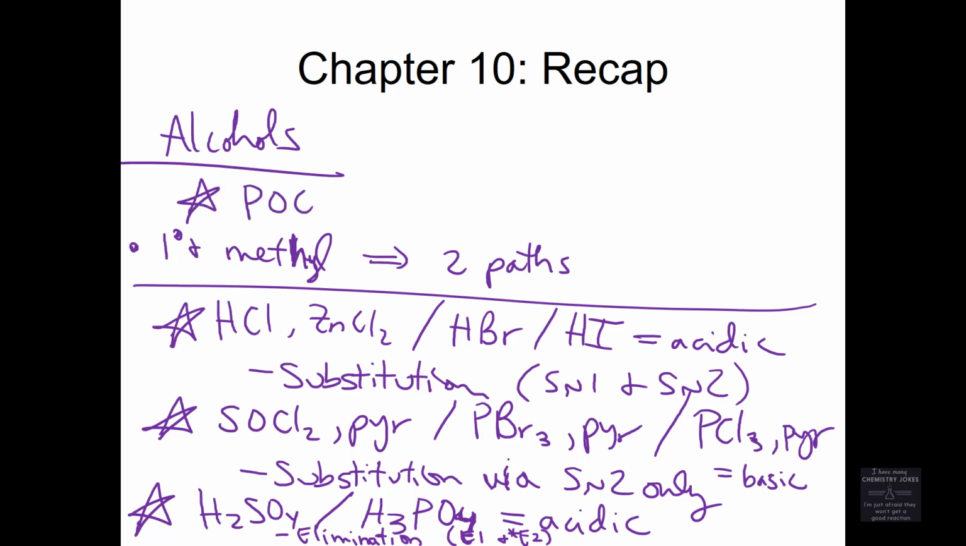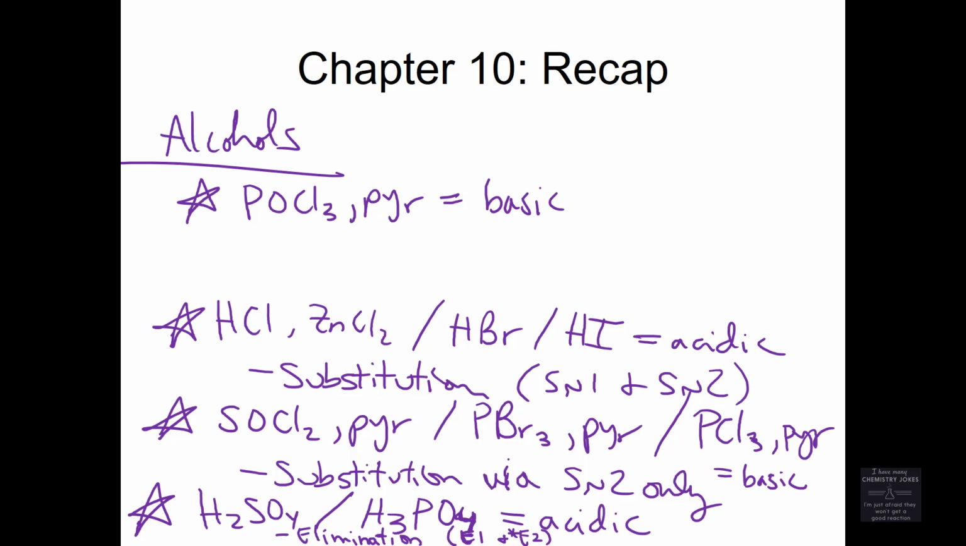But alcohols, if you add something like POCl3 with pyridine, that's basic. And under basic conditions, we are never going to make a carbocation. So we're going to do elimination, but E2 only. It doesn't matter if it's primary, secondary, or tertiary. If you're adding POCl3 with pyridine, you are not going to make a carbocation. I think that's a pretty reasonable summary of substitution and eliminations of alcohols, but alcohols can also be oxidized.